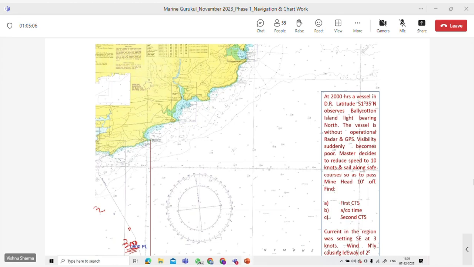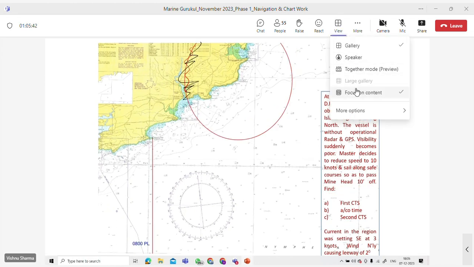Now what does the master want? He wants to sail clear of Minehead by 10 miles. Now, Minehead is somewhere here. He just wants to clear Minehead 10 miles off, and he wants to use this PL to continue on. So what will happen? Master can draw a 10-mile circle here from Minehead. That is the clearing circle. Yes or no, beta?